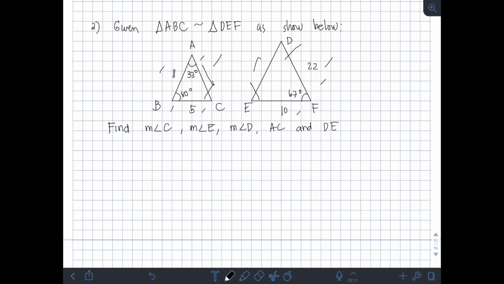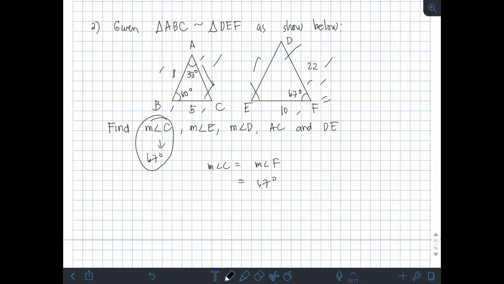So, di ba kapag meron tayong similar polygons, dapat yung corresponding angles ay congruent. So, therefore, to find C, dapat measure of angle C is equal to measure nung corresponding angle nito sa triangle DEF, which is itong measure of angle F, right? Which is equal to 67 degree. So, measure of angle C is 67 degree.